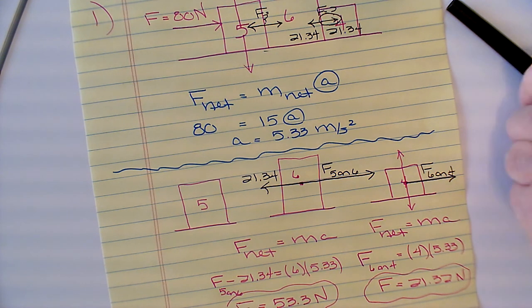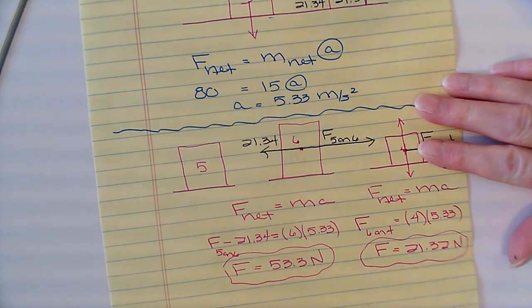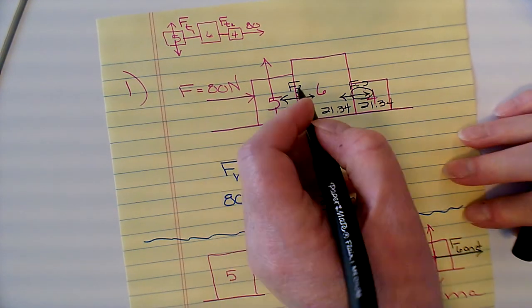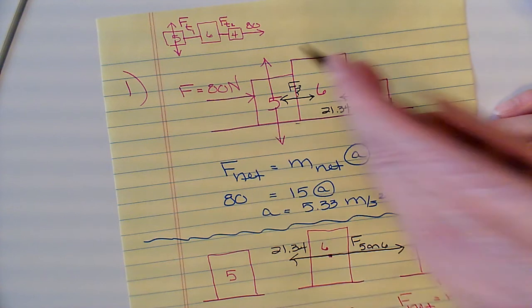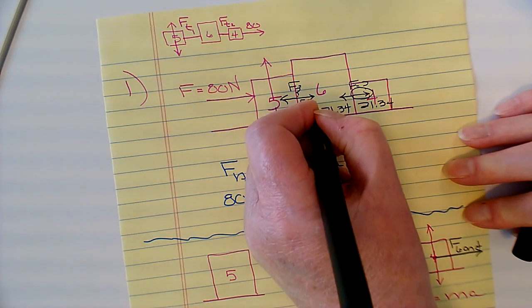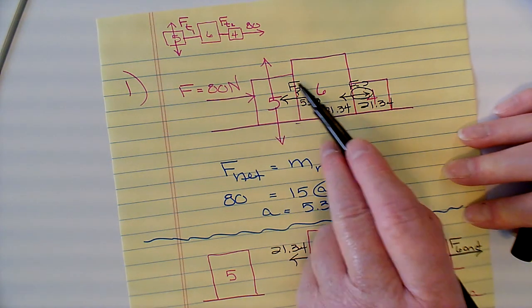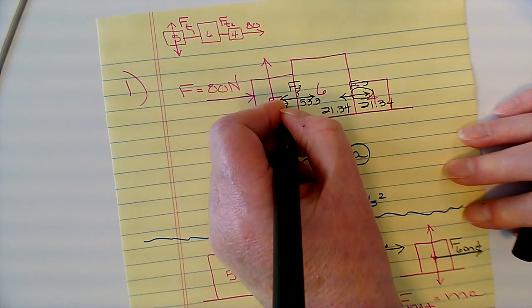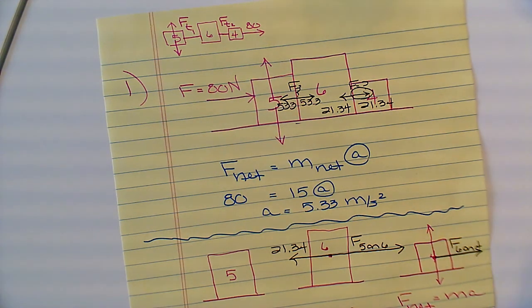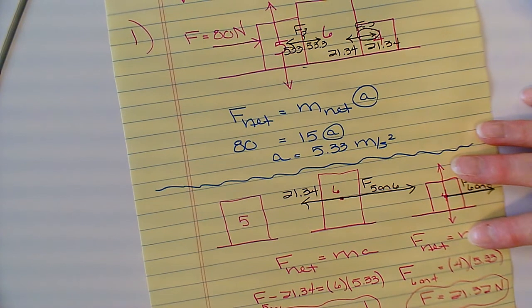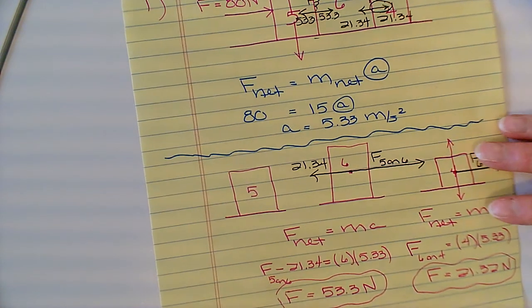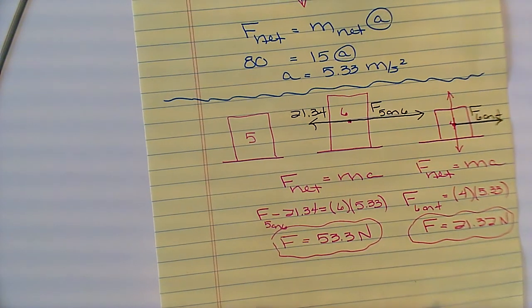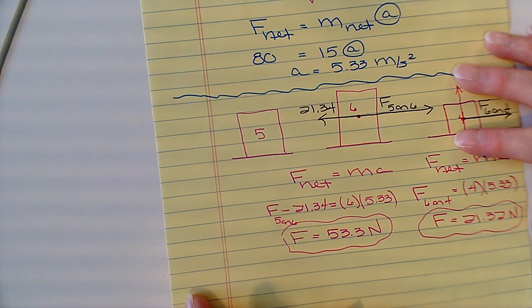But then I like to go back up, and I like to put that back in my picture up here. So the 5 pressed on the 6 with 53.3. That means that the 6 presses back on the 5 at 53.3. And so now I'm at my last block. You might already notice that I really have all of the answers that the problem asked me to solve. So when I do this last block, I'm really doing it to check my answers. And if this one works out, then I know that everything's probably correct.